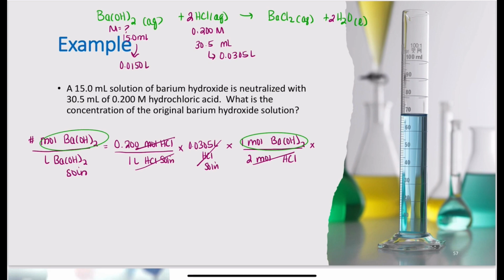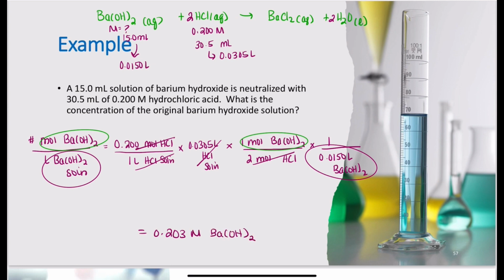Now I just need to get that over liters of barium hydroxide. I know in total I had 0.0150 liters of the barium hydroxide solution. Now I've got my denominator. Calculate that through, and I get a concentration of 0.203 molar barium hydroxide. Because again, that gives me 0.203 moles of barium hydroxide per 1 liter barium hydroxide solution.